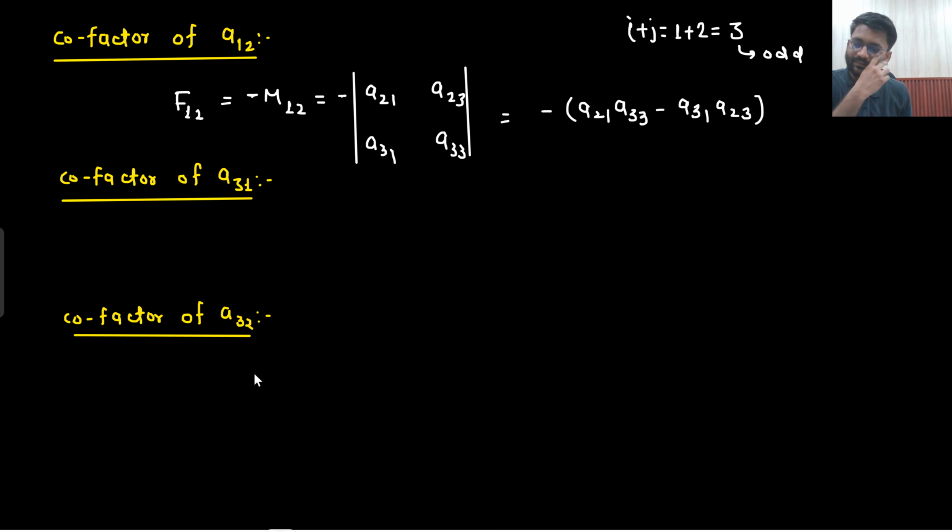What about A31? The cofactor of A31 will be the same as the minor of A31 only. Why is that so? Because 1 plus 3 is 4, which is an even number. The cofactor of A32 will be equal to the minor of A32 but with the negative sign. Why is that so? Because 3 plus 2 is 5, which is an odd number.